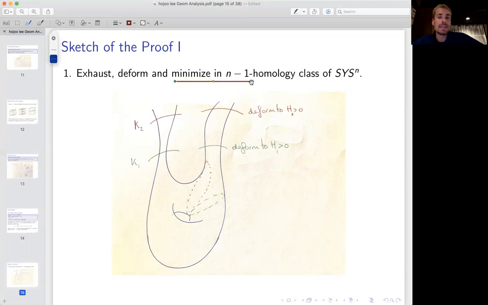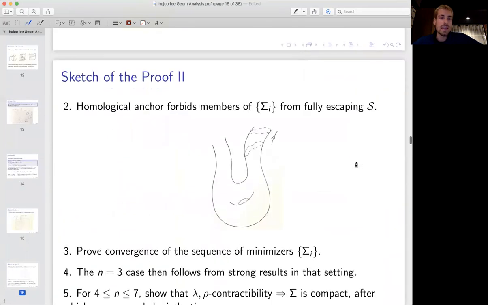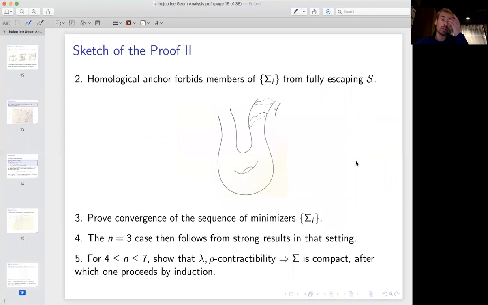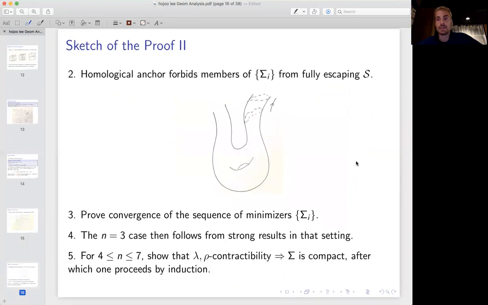Once you've done this, you can minimize in the n-1 homology class provided to you by the SYS factor. So there's homology up in here, right? So for instance, like this, and as I minimize, you can see I've drawn, in green here and then in red later on, what the minimizer looks like at each step. Then you have to show by a topological argument that as you take this exhaustion, as you go up the family, your minimizers can't fully escape a neighborhood of the surgery sphere for this connect sum. So they can't fly off to be represented by cycles all the way up here in the ends. They have to somehow be anchored in the neck here.